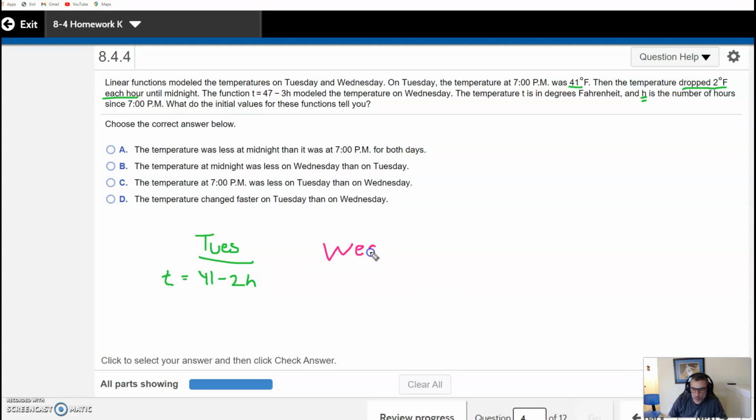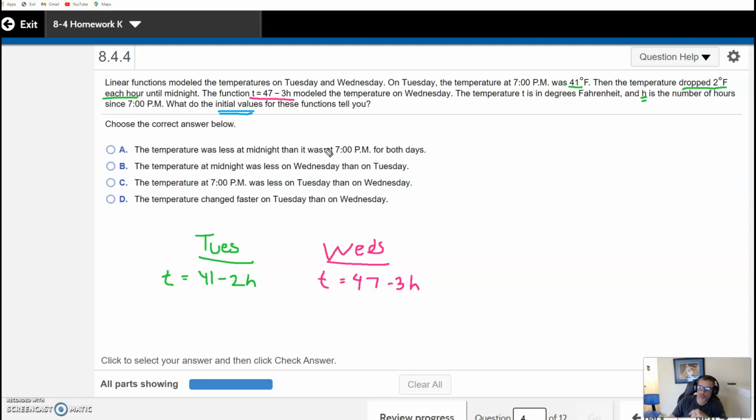All right, let's take a look at Wednesday. Now, Wednesday is easy because they actually give us the equation. It says the temperature on Wednesday is equal to 47 degrees minus 3 degrees every hour. And then let's get to the actual question. What do the initial values? Well, remember like I said in class, the initial value is your first measurement. It's like, hey, if I was going to start measuring you today, we would take that you're 5 feet tall today. That's your initial value. And then we'll measure you every January for the next 10 years and see how you grow.